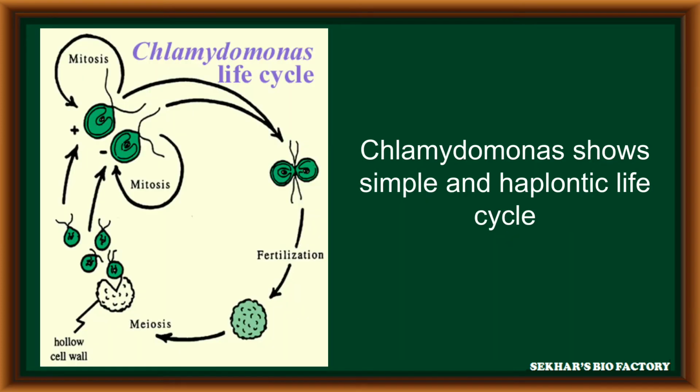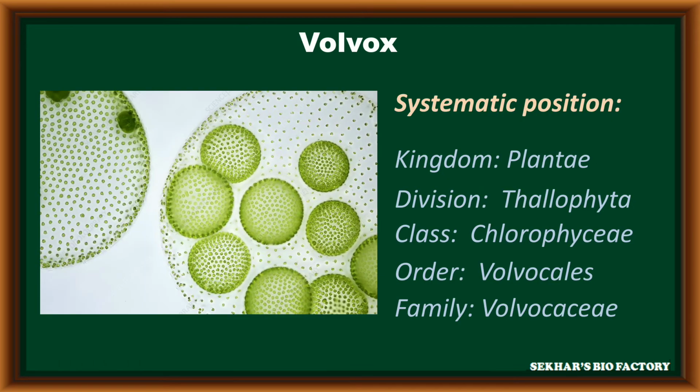Chlamydomonas shows a simple haplontic life cycle because, except for the zygospore, all the remaining phases are present in the haploid stage. The second example is Volvox. Volvox belongs to kingdom Plantae, division Thallophyta, class Chlorophyceae, and order Volvocales. It belongs to the family Volvocaceae.